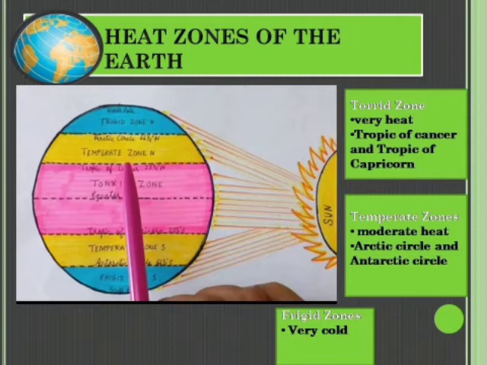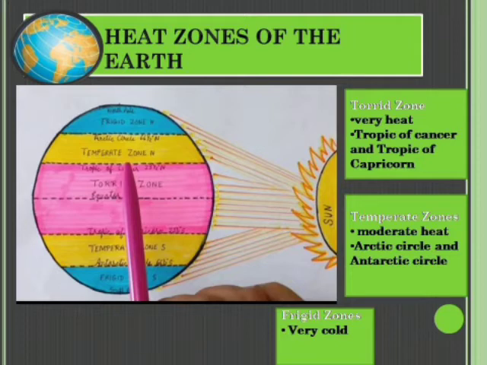And also in the places of the Arctic Circle and the Antarctic Circle, we get moderate heat because of the distance from the sun. We get fewer sun rays. So this has moderate heat. So we call it the temperate zones.